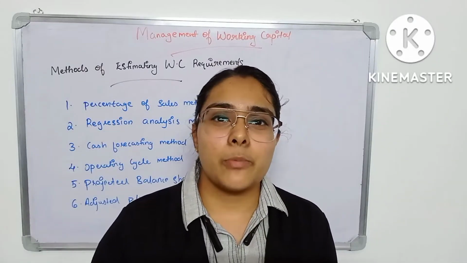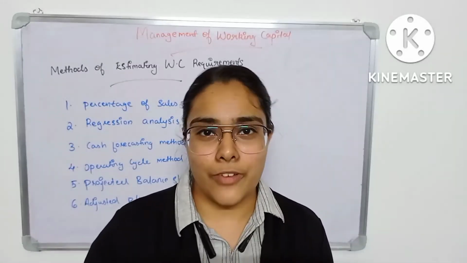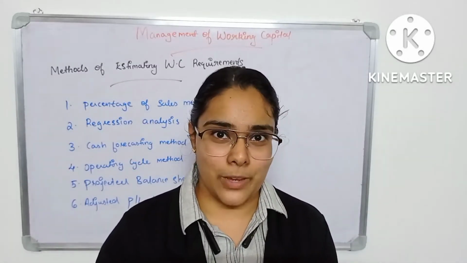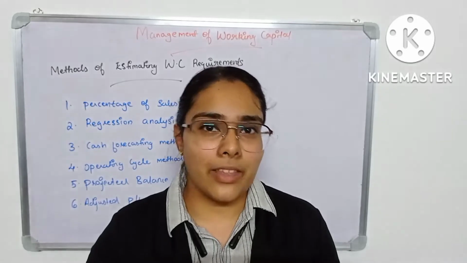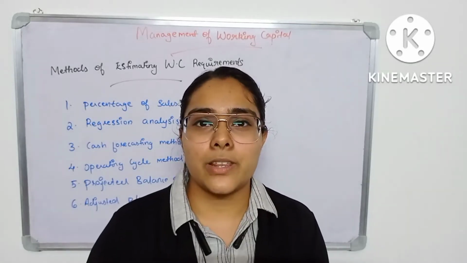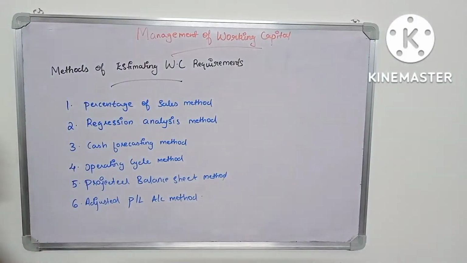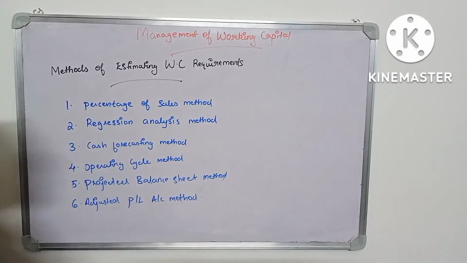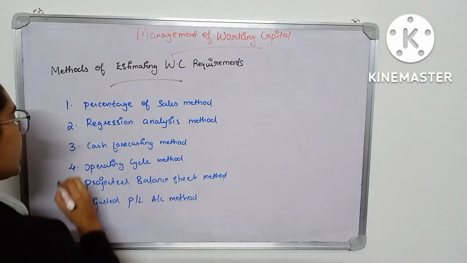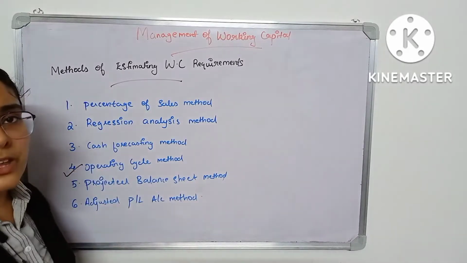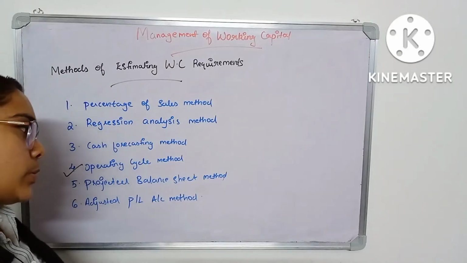In today's class, we will be discussing various methods of estimating working capital requirement. There are almost 6 methods of estimating working capital. They are listed as follows: percentage of sales method, regression analysis method, cash forecasting method, operating cycle method, projected balance sheet method, adjusted profit and loss account method. Of these, operating cycle method is the most important method of estimating working capital requirement.